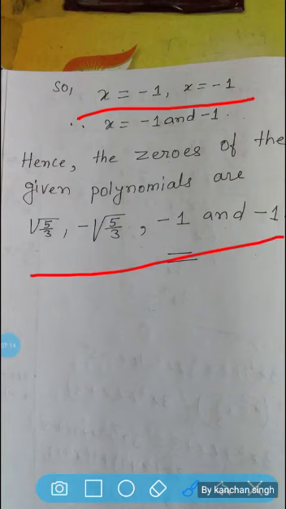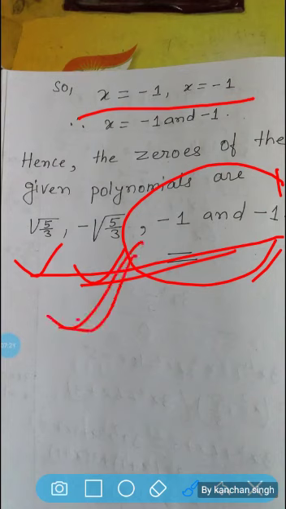So in the second case also, here these two zeros are given, root 5 by 3 and minus root 5 by 3, and other what we get? Minus 1 and minus 1. So in that way you have to calculate. Please try such types of few more questions for your practice. And this question I have done in the class. Now it's your duty to do the same question for your practice again and again.